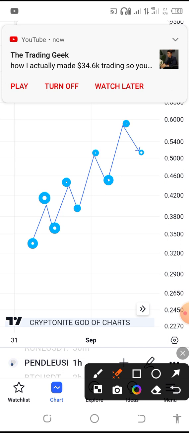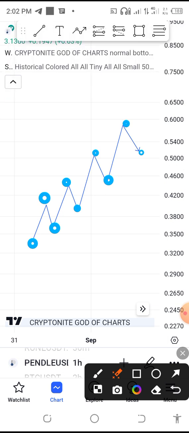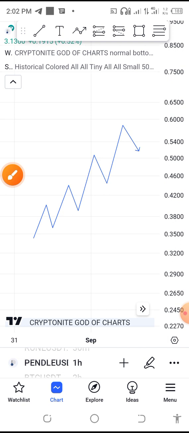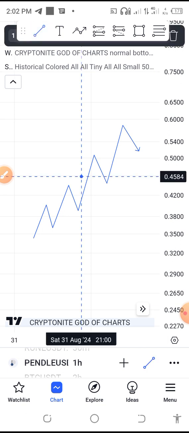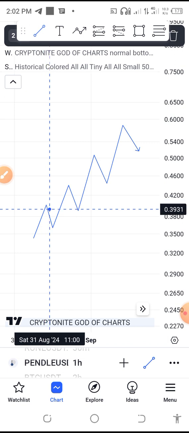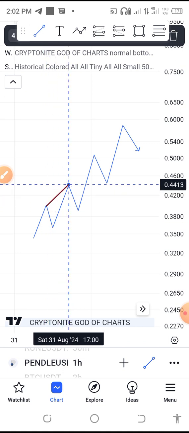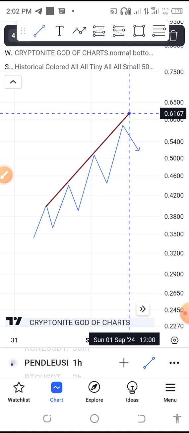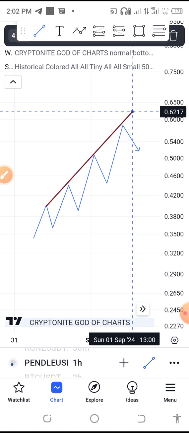You can also confirm this trend by using a trend line. If I connect these two here, you can see all four swing points are connected and the line is facing up. That tells you that we are in an uptrend. This is how you connect and make sure that you're in an uptrend. So that's for an uptrend.